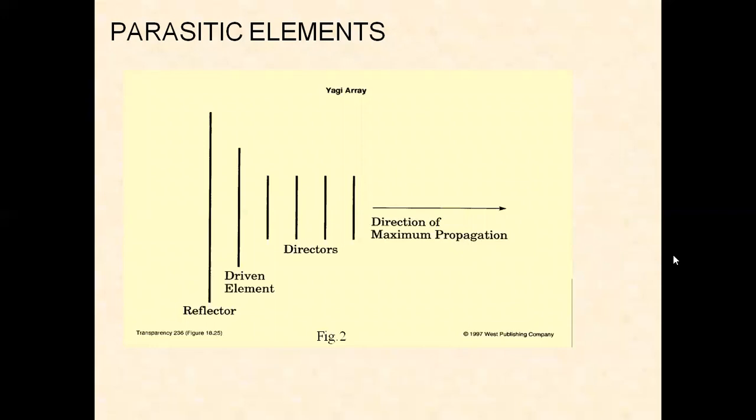So this is another structure which we can see. We have parasitic elements. One element which is directly connected to the source or the feed point is the driven element. The longer radiator is the reflector. Then we have the director and one or more parasitic elements. This is the direction of maximum propagation. The signal is applied here, and the signal is going in this direction.